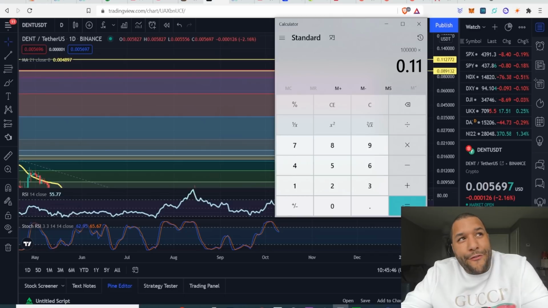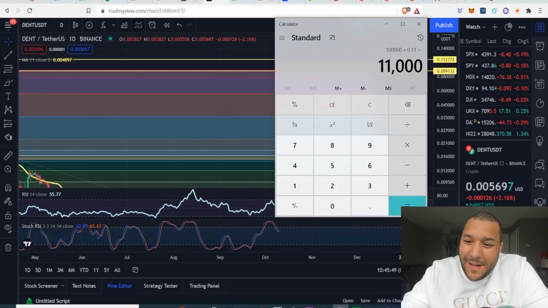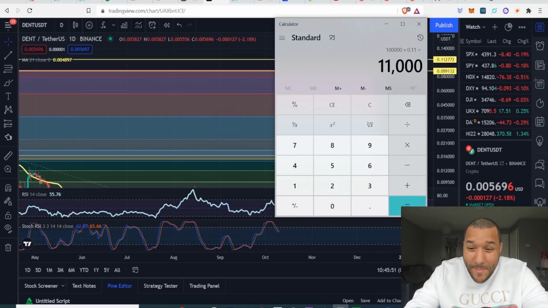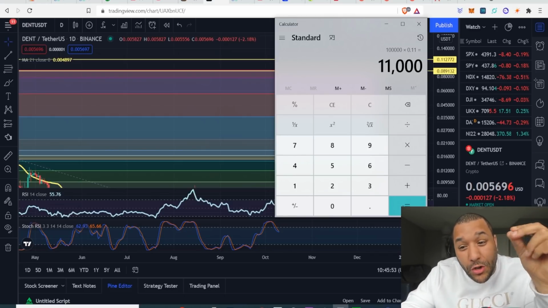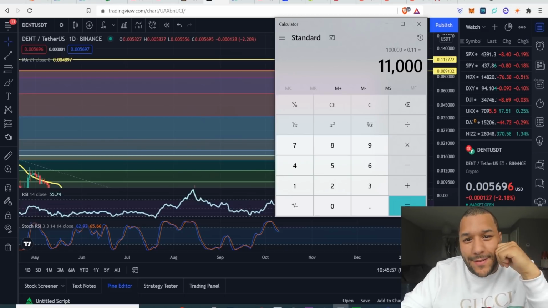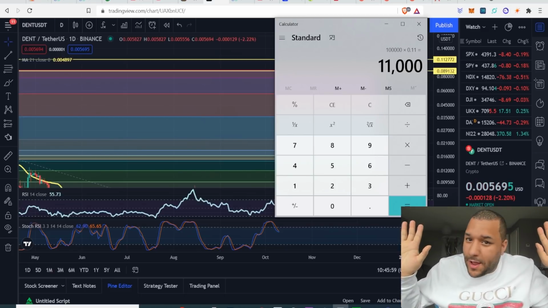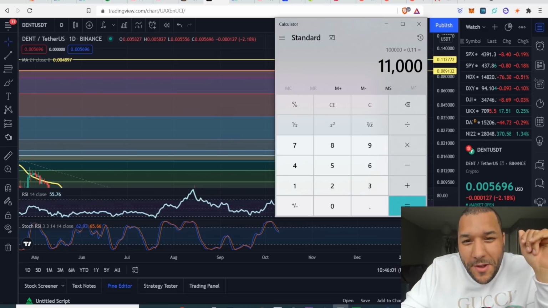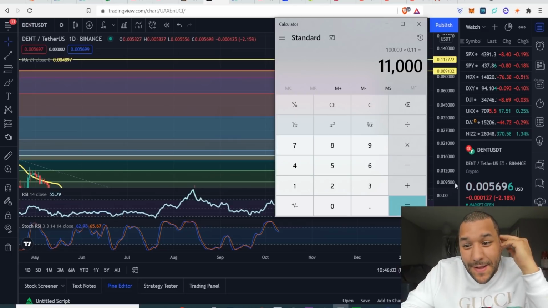You turn your £400-£500 into 11 grand. Mad, crazy, ludicrous. Bob, you could do a lot with that. And the funny thing is, I'm just talking about £400-£500. Because, not investment advice, if you put in £4,000 or £5,000, you can 10x that if it goes there.